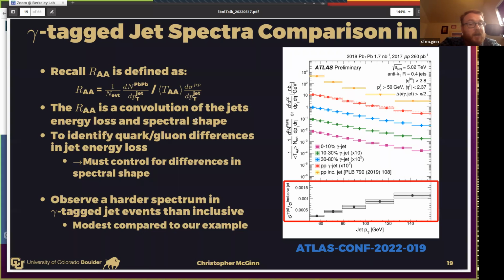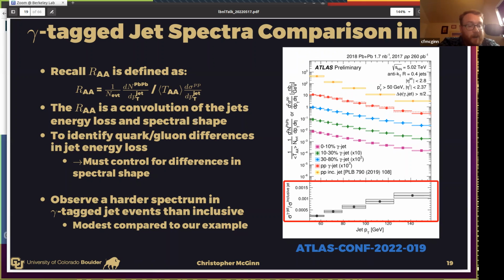There are the three centrality classes of lead, as I mentioned, and then importantly here, 2 PP distributions. There's the PP corresponding to the gamma jet, that's part of this analysis. That's the red circles. And then there are the PP points from the inclusive jet. These are gold stars here on the plot, and they are from the previously mentioned analysis published in 2019 for inclusive RAA.